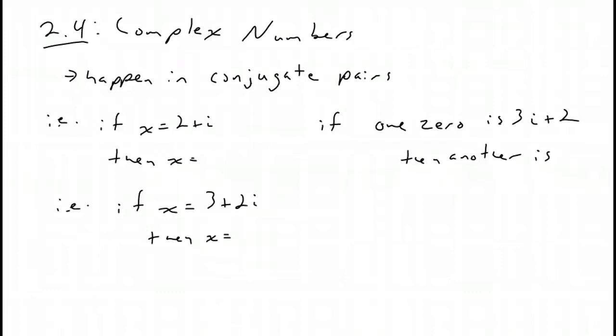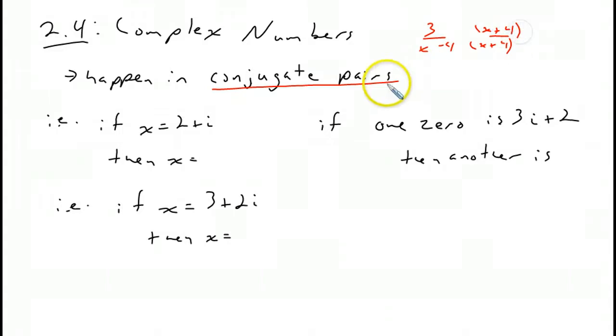Okay, something about complex numbers that is just true is that they happen in conjugate pairs. Don't forget, if you had a fraction like 3 over x minus 4 and you want to get rid of this, your conjugate was just the opposite sign. We would multiply by x plus 4 over x plus 4. These are called conjugate pairs.